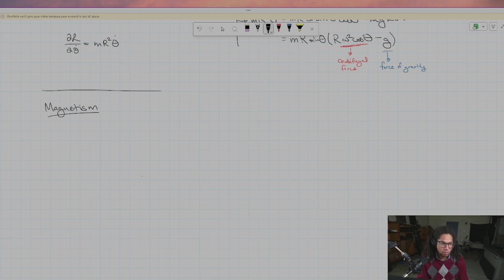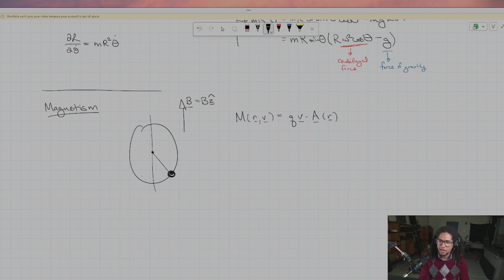So let's do the problem above, except include a B field in the z direction and make our bead charged with charge q. So once again, we have our hoop. Now we'll have a B field in the z direction, and it'll be uniform in space. Now, what we need, remember, is to include a term M in our Lagrangian, where M of r and v is equal to q times v dot A of r, where A is the magnetic vector potential, and t. I should say M can also depend on t.